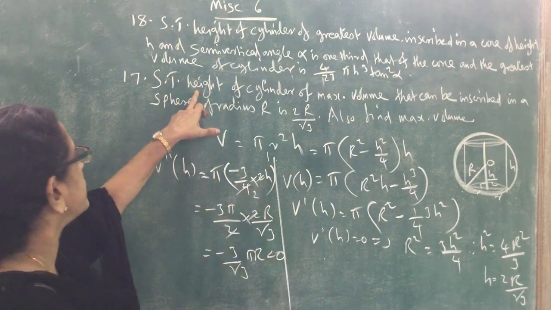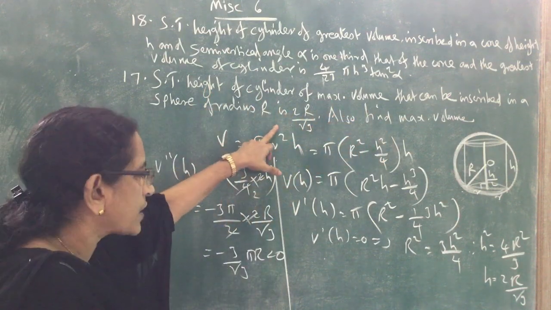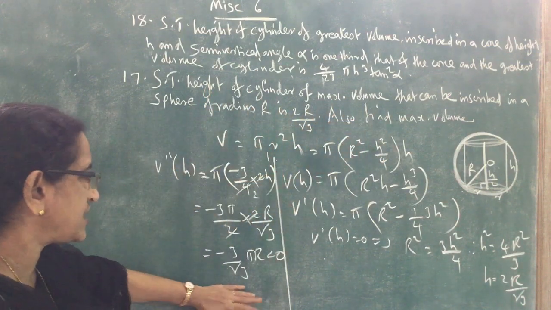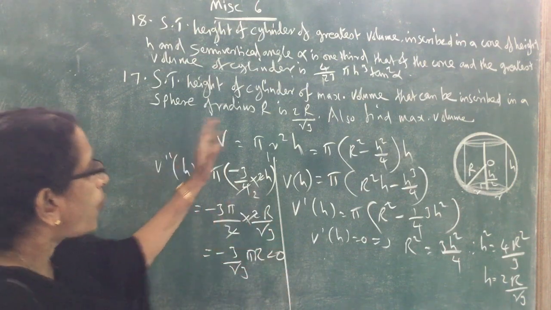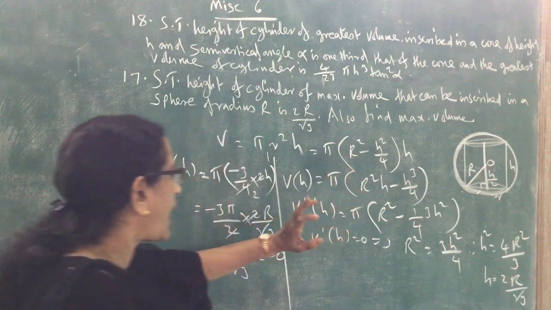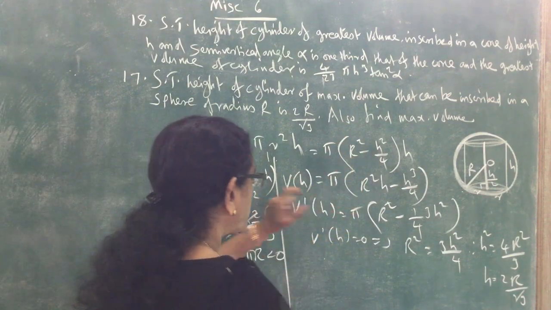So we have proved that the height of the cylinder is 2R by root 3 when the volume is maximum. Also find the maximum volume. So we have to find the volume, and for that we can substitute here.